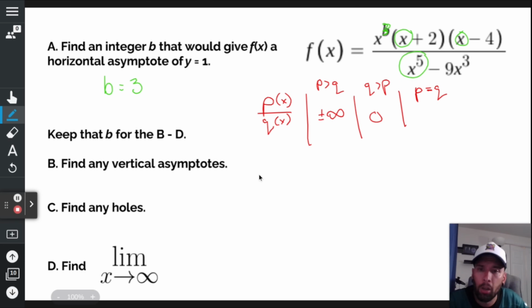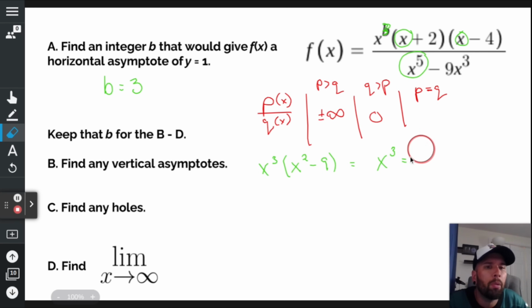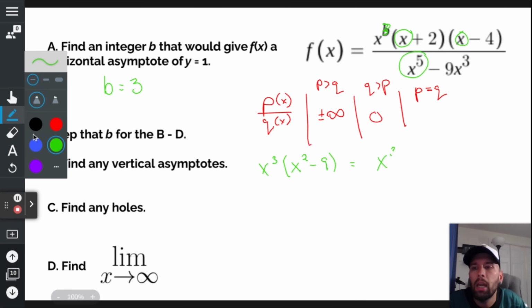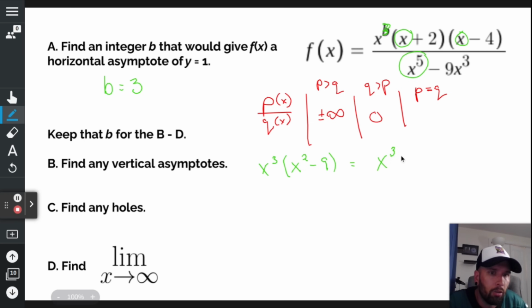Find any vertical asymptotes. Well, let's bring out x cubed. That leaves me with x squared minus 9. By the way, I'm factoring out the bottom, the denominator. Okay, I can factor that further. X to the 3rd is going to be multiplied by x plus 3, x minus 3. And that gives me 3 vertical asymptotes. Triple multiplicity at 0. The opposite of 3 is negative 3.